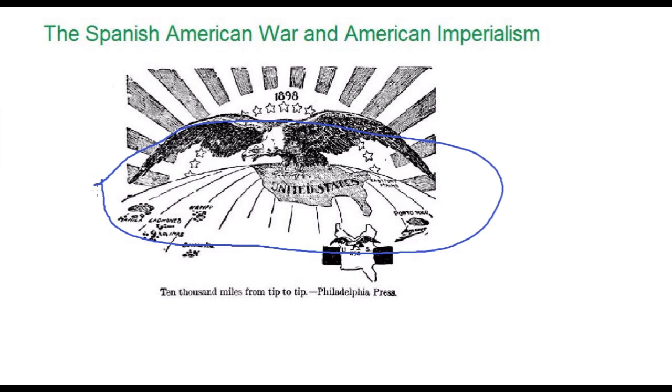We're also going to look at growing American concerns about competition with European nations. And finally, we're going to focus on why and how the United States begins to expand from the continent of North America into the Caribbean and Central and South America, as well as into the Pacific and East Asia in the closing decades of the 19th century.